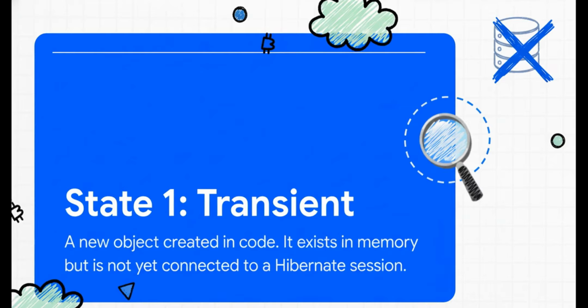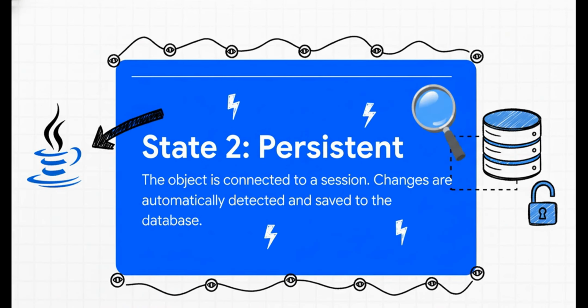It's brand new. Then the object moves into the persistent state. This happens when you link it to a Hibernate session, maybe by calling a method like session.save. Now the object is officially live. Hibernate is watching it. Any change you make to that object will be automatically noticed and saved to the database as soon as you commit the transaction. That's the magic right there.